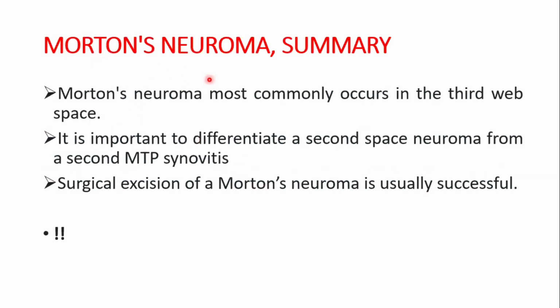This is the last slide, Morton's neuroma summary. Morton's neuroma most commonly occurs in the third web space. It is important to differentiate a second space neuroma from a second metatarsophalangeal synovitis. Surgical excision of a Morton's neuroma is usually successful.